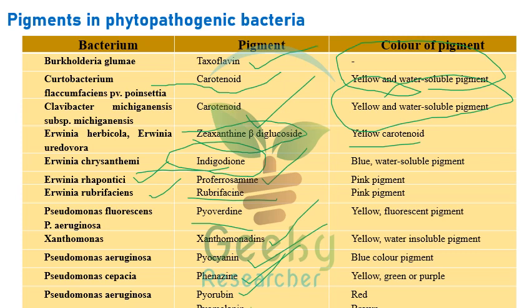pyomelanin. These are the various kinds of pigments. You may expect one or two questions sometimes.